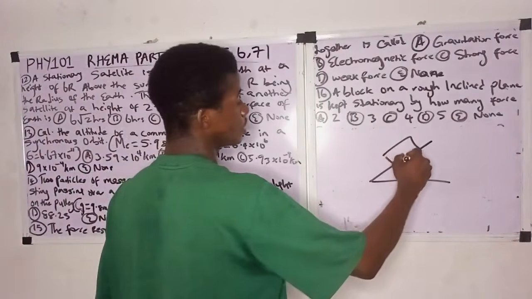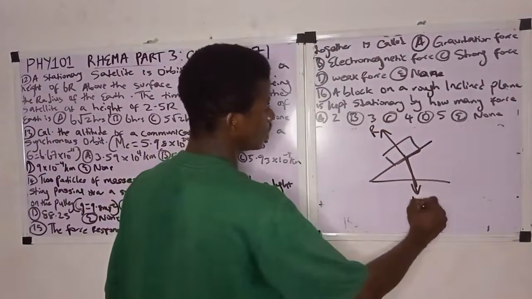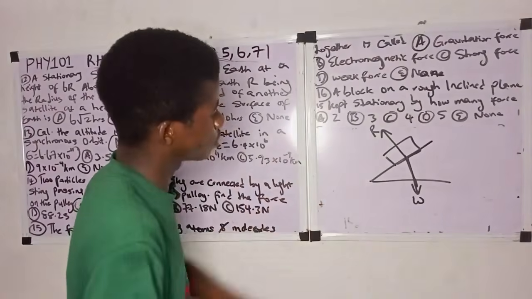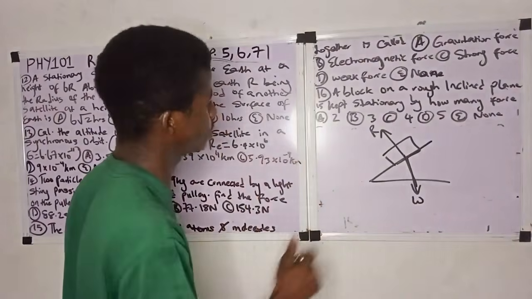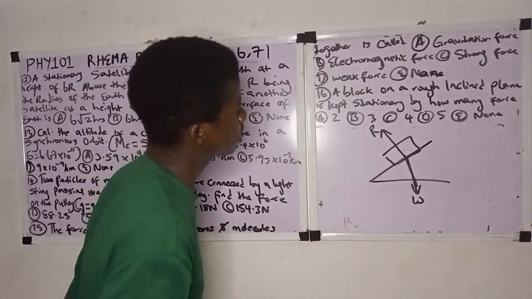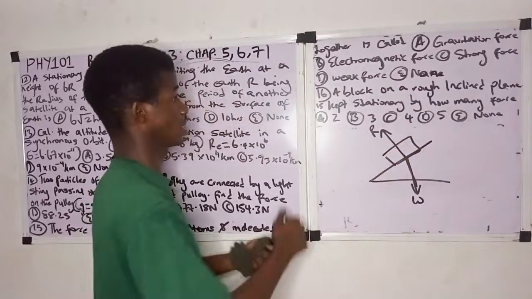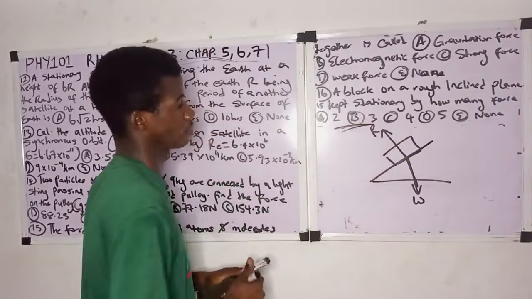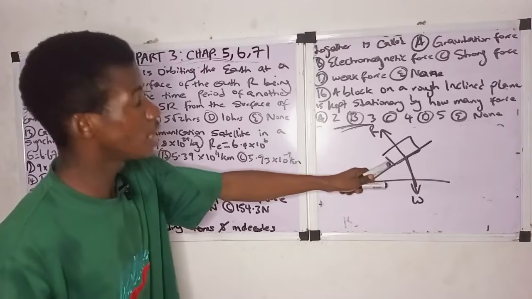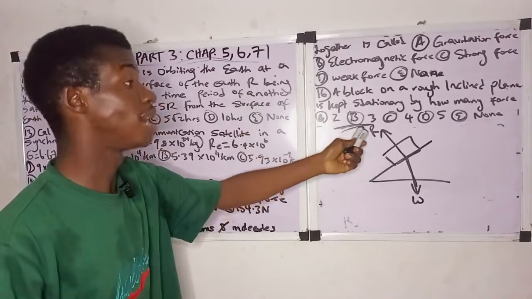One of the forces is the normal reaction force. The other one is the weight force. Then the frictional force also. So just think of it as theory. There are 3 forces. A block on a rough inclined plane is kept stationary by how many forces? It's kept stationary by 3 forces.